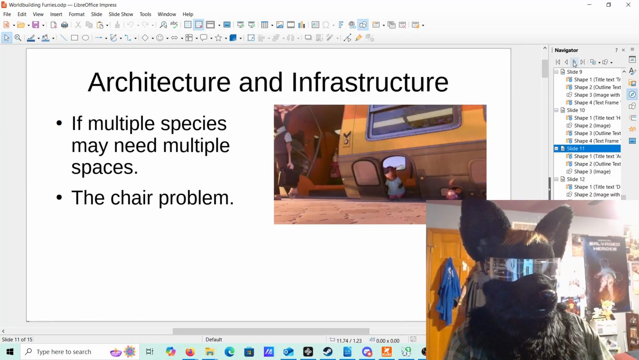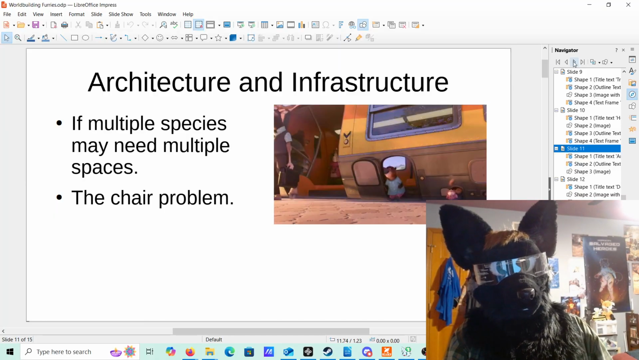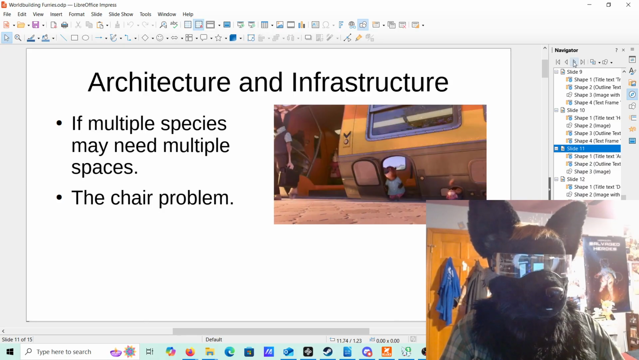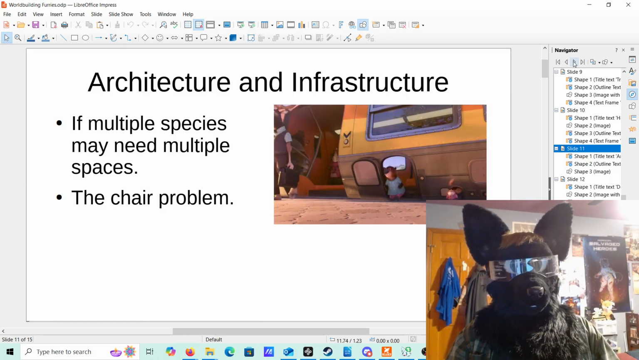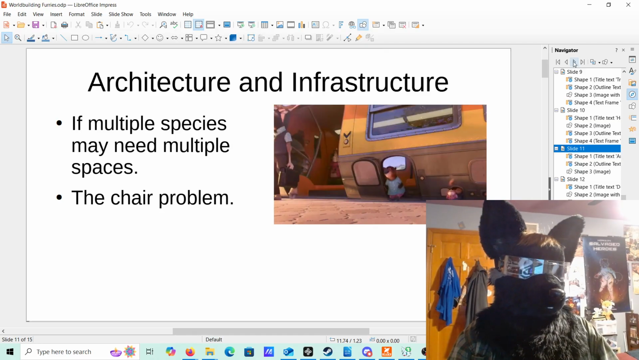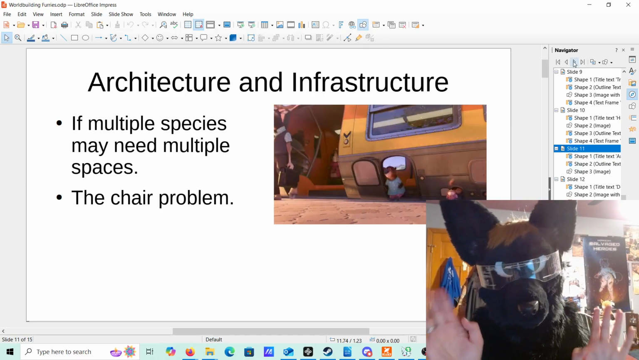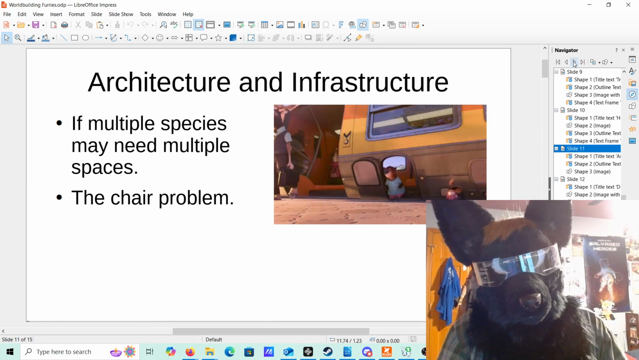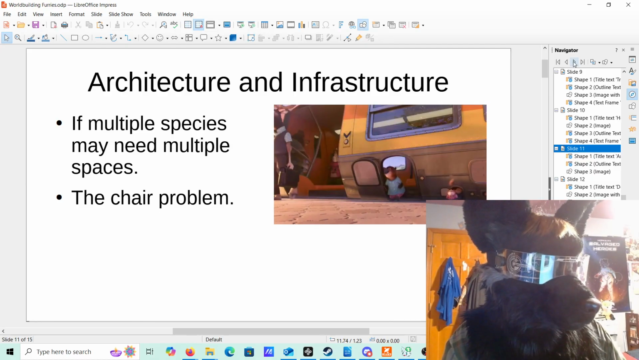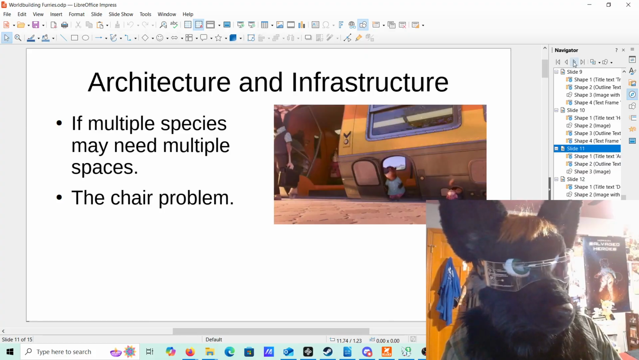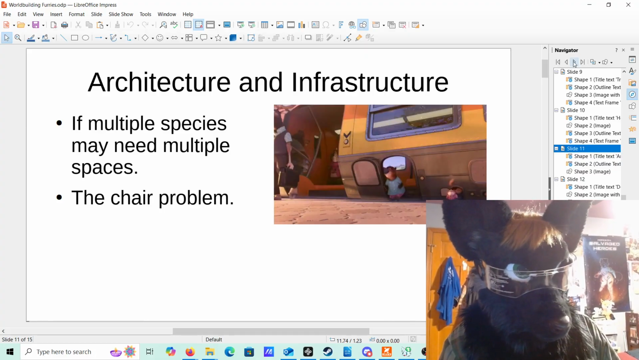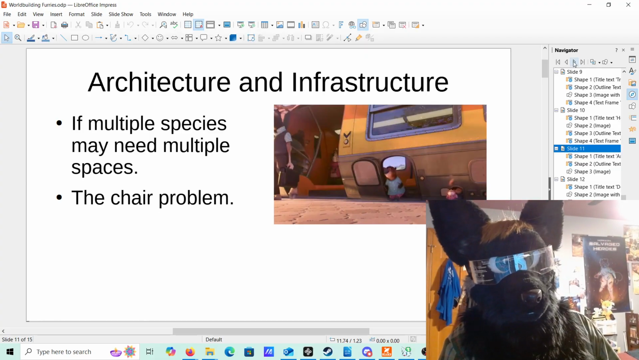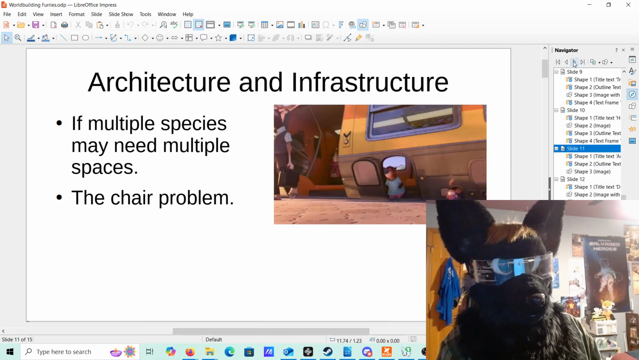Doors, staircases, it's a little difficult for a mouse to climb stairs that are taller than itself. Chairs. How do you make chairs that fit tails? There are a lot of attempts at explaining that problem, but it's surprisingly hard to look for.